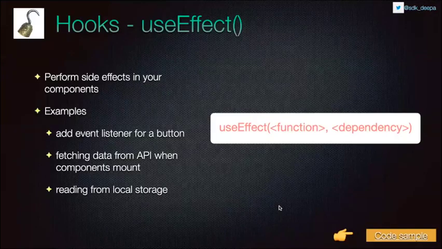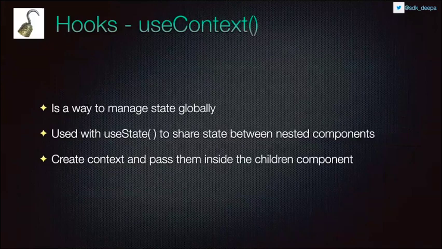Now, the last one we are going to be talking about is useContext. useContext is used when you want to manage a state globally. This is mainly used if you have parent-child components which are nested together, and you usually use useContext along with useState. You could also use useState alone to achieve this, but it leads into something called prop drilling. So it's better to use useContext in that case. So you create a context and pass it inside a child component, which I'll show you in a moment.